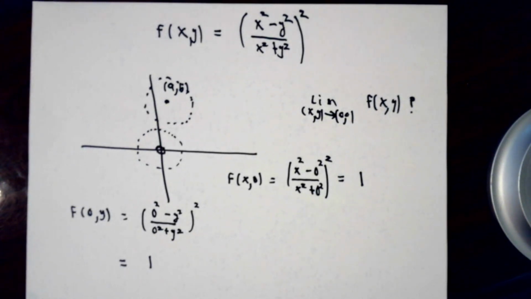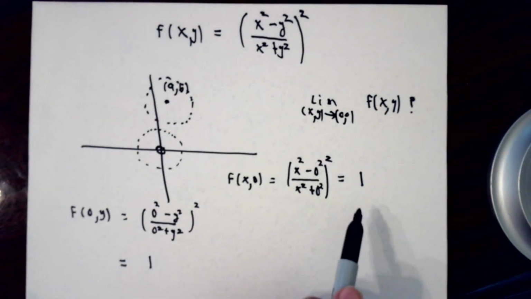If I approach the origin using points that are on the y-axis, that means that x will be exactly 0, and that to approach the origin, I'll let the y approach 0. Keeping that in mind, the y is never exactly 0. Upstairs, the negative of y squared. Downstairs, y squared. That fraction is equal to negative 1. Then I square that. Coming in along the x-axis, it looks as though the limit is 1.